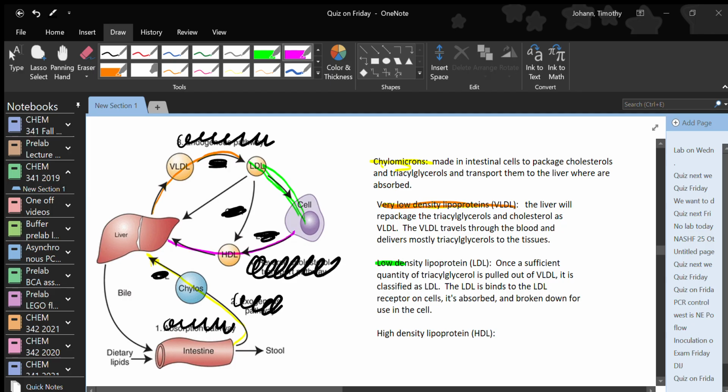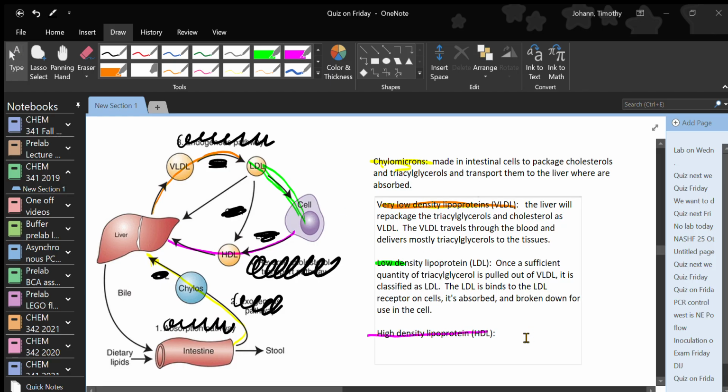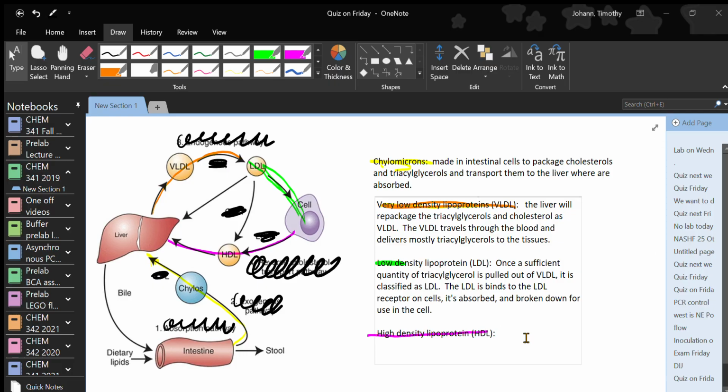and then I'll go ahead and get rid of those two other arrows for our purposes at least. So high density lipoprotein, it's made in the liver, and its role is to go through the body and sweep and collect excess cholesterol from cells.